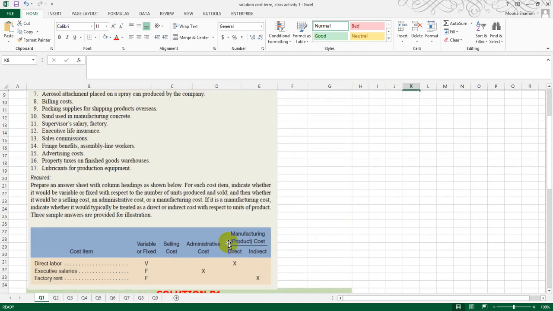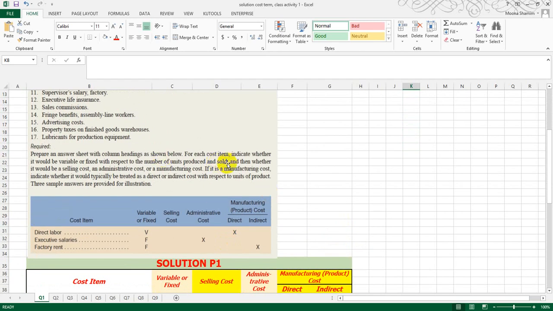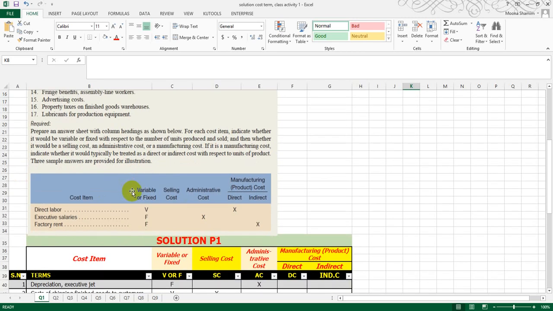Okay, how it's shown? It is shown this way. For each cost item, indicate whether it would be variable or fixed with respect to the number of units produced and sold, and then whether it would be a selling cost, admin cost, or manufacturing cost. If it is manufacturing, indicate whether it would typically be treated as direct or indirect. Now we have further classified the manufacturing cost, whether it is direct or indirect cost.